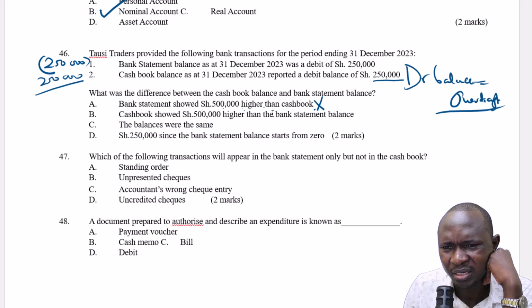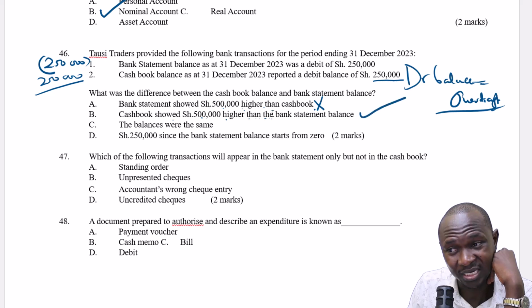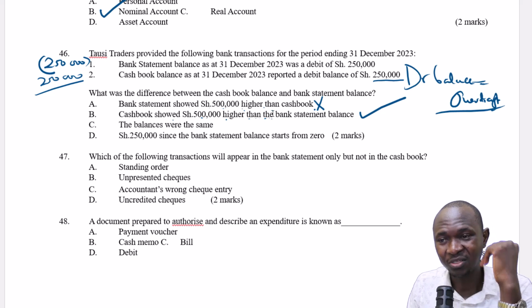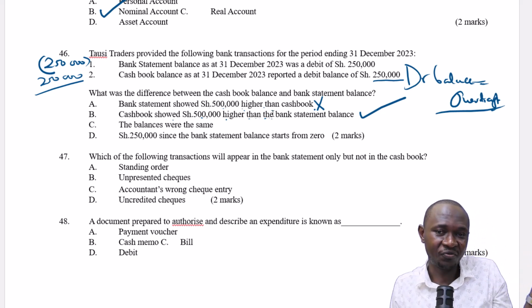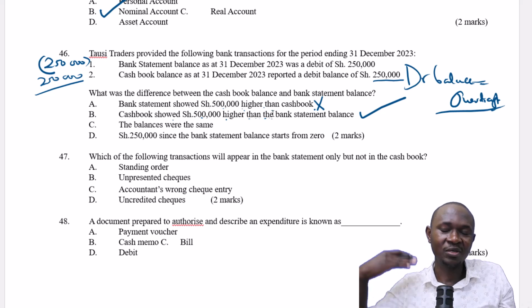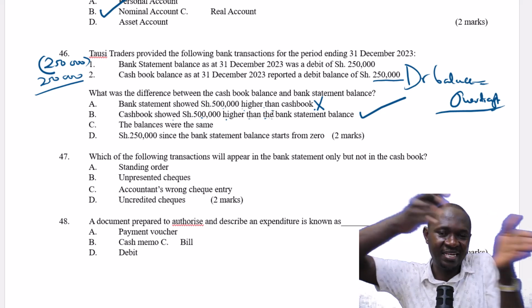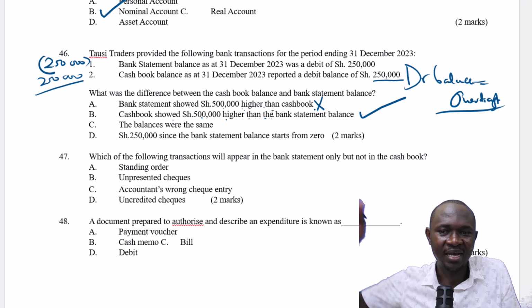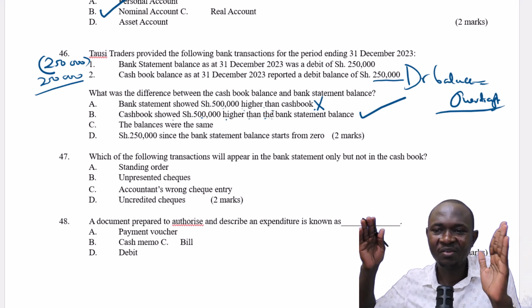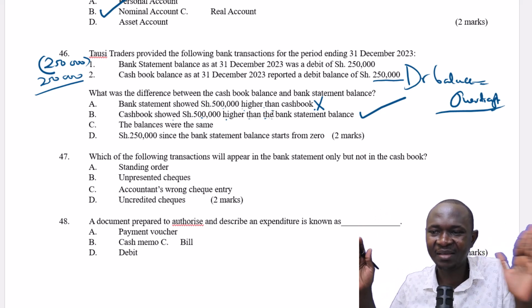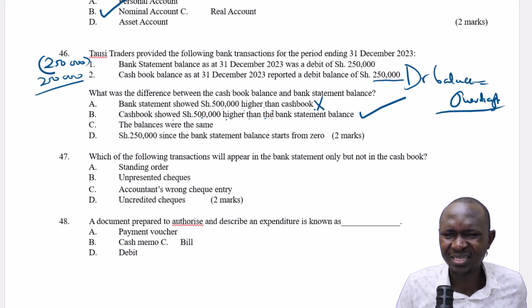B, cash book showed 500,000 higher than the bank statement. This is correct. Cash book showed 500,000 higher than the bank statement, because the bank statement is negative 250,000 and the cash book is 250,000. The difference is 500,000, and cash book is showing 500,000 shillings higher than what the bank statement is showing. So the answer is B.